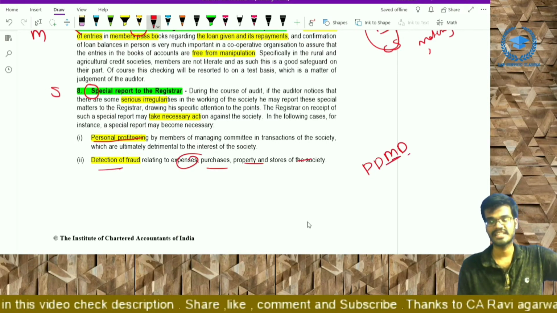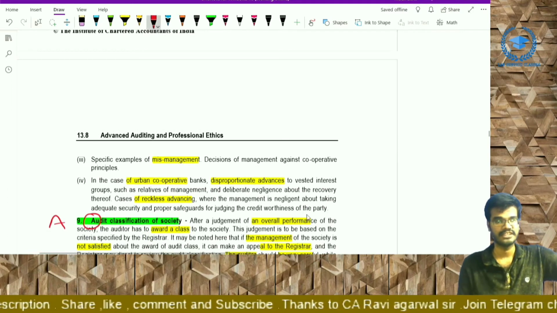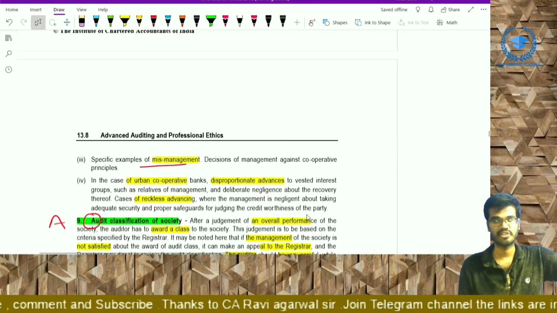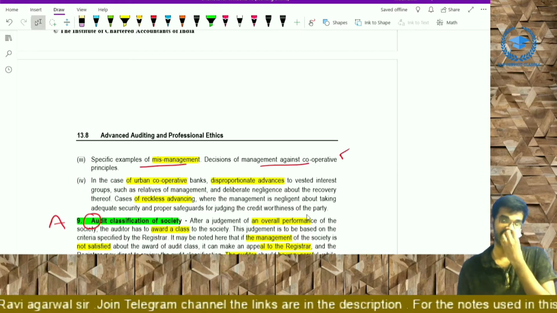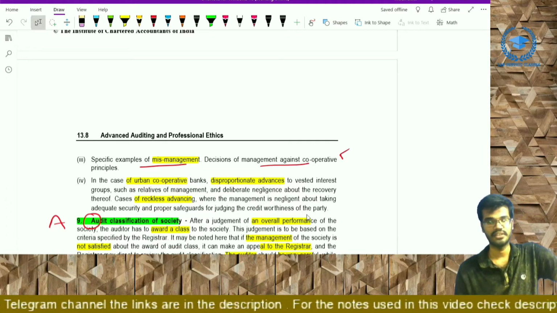And the next one is misstatement. Misstatement means specific examples of misstatement, decisions of management against the cooperative principles. The management has taken decisions against the cooperative principles wantedly.